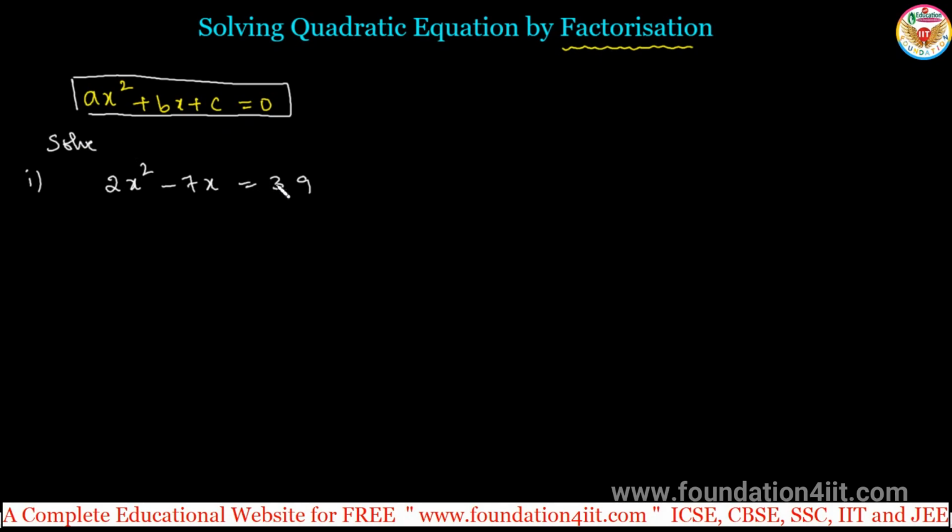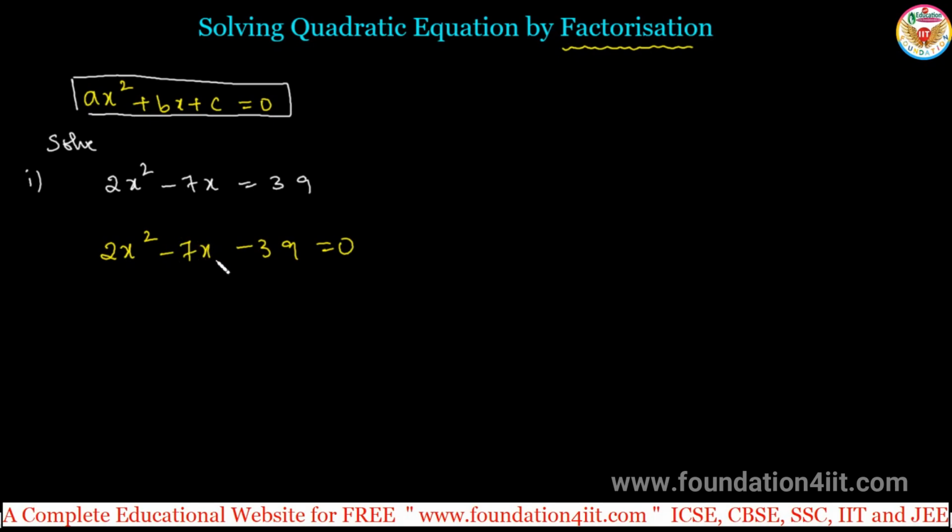As per the rule, we have to take all the terms to the LHS. So 2x² − 7x − 39 = 0. Only 0 should be on the RHS, with all the terms on the left hand side. Then apply the normal factorization concept for the left hand side, 2x² − 7x − 39, equal to 0 as it is.